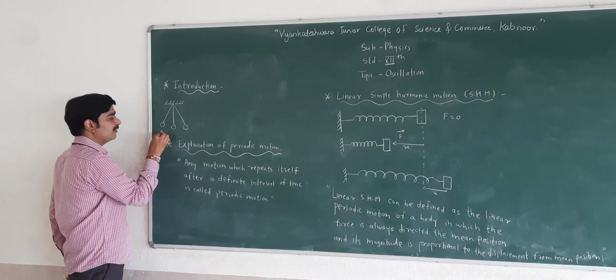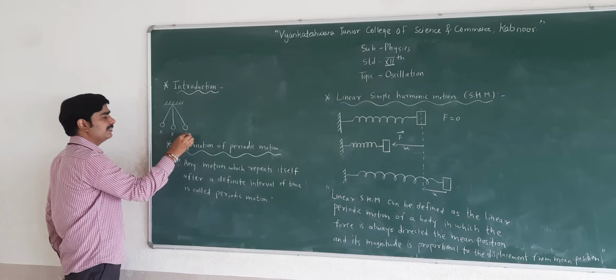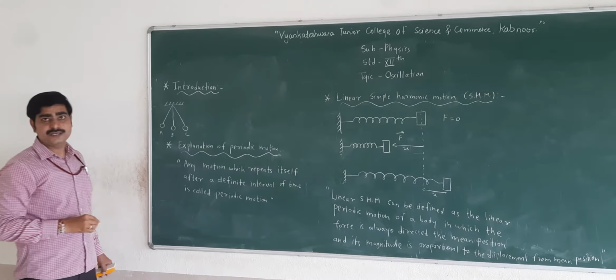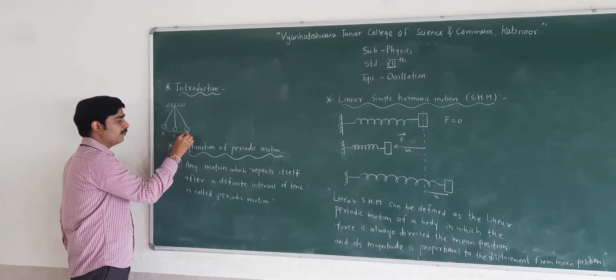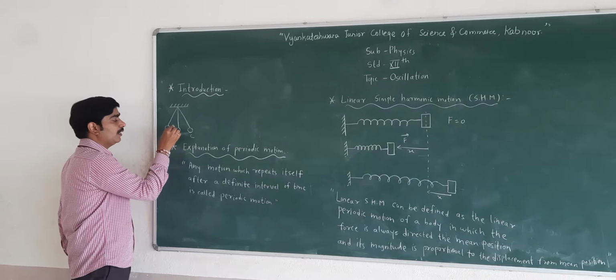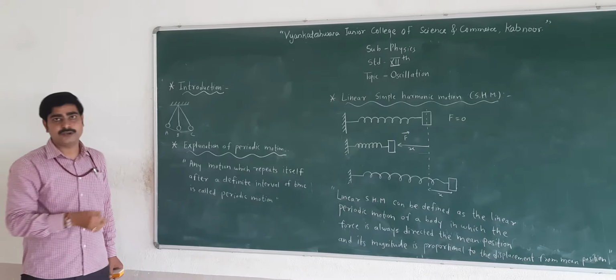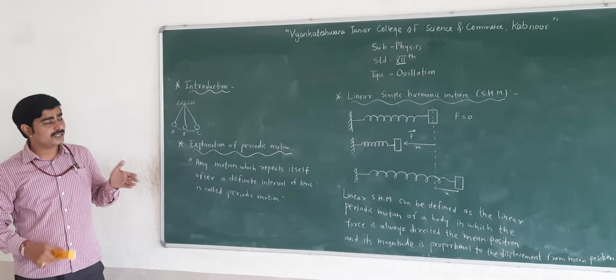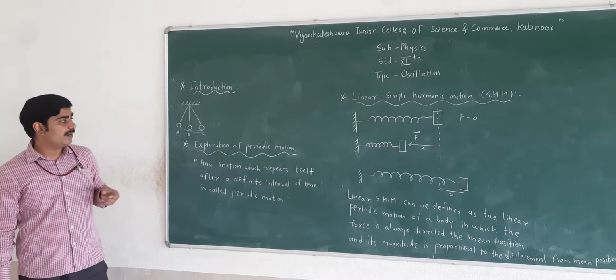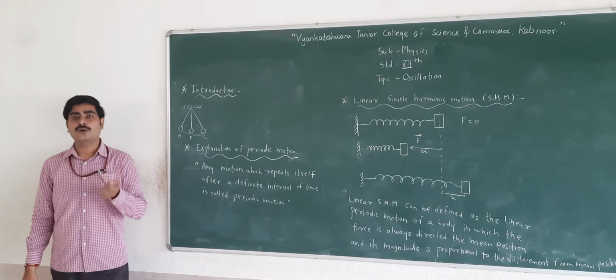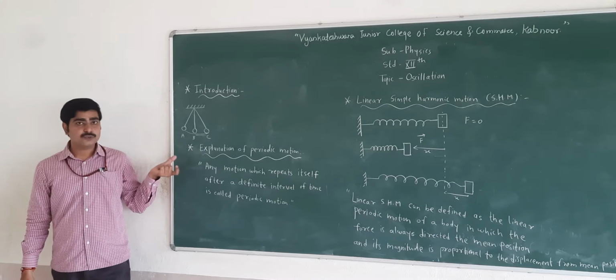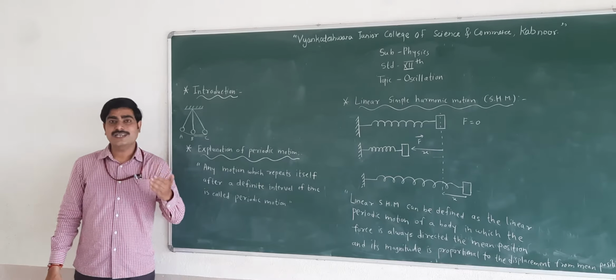Here I have considered 3 points A, B, C. Out of this, B is the midpoint. The pendulum moves from A to B, B to C, again from C to B, and B to A. So what is oscillation? The motion of a particle about its mean position is known as oscillation, and that motion is known as oscillatory motion.